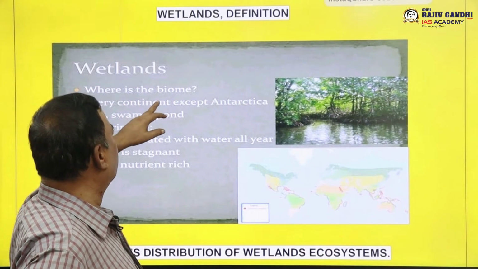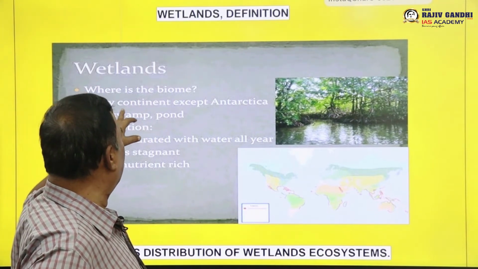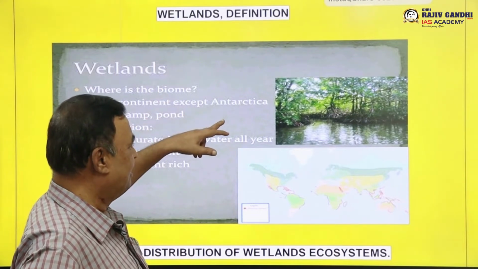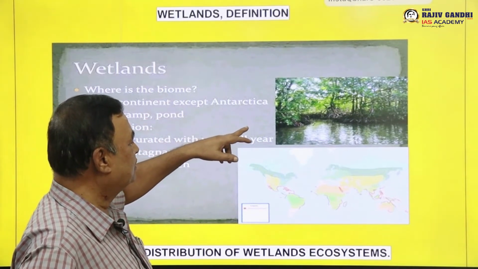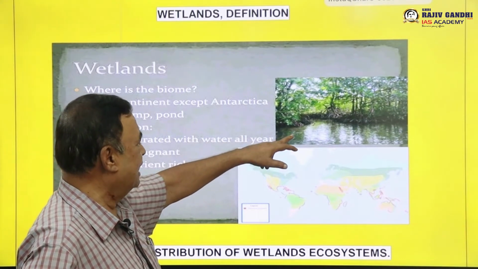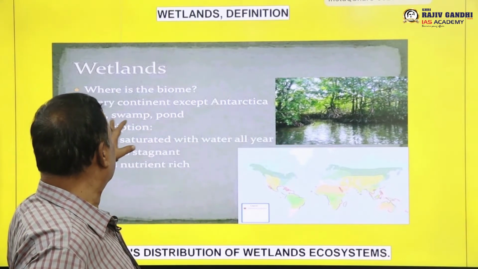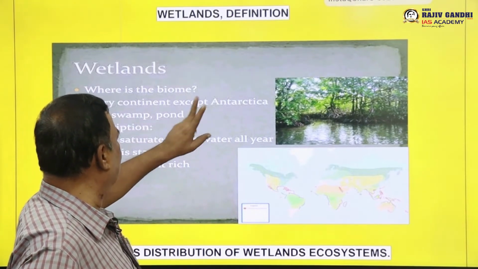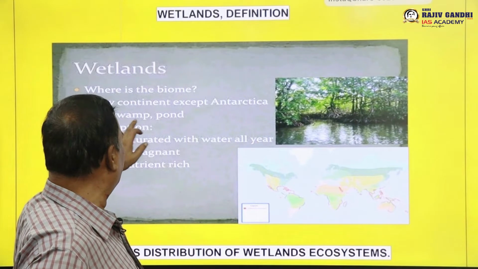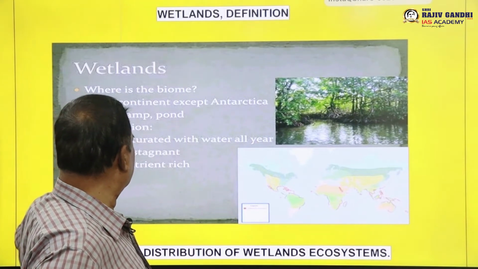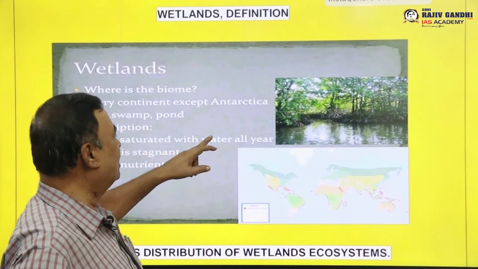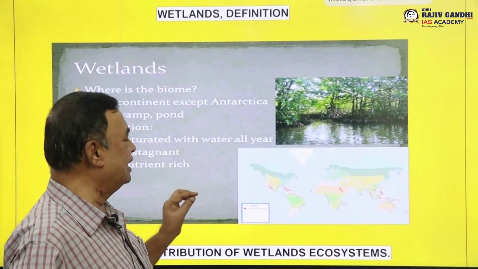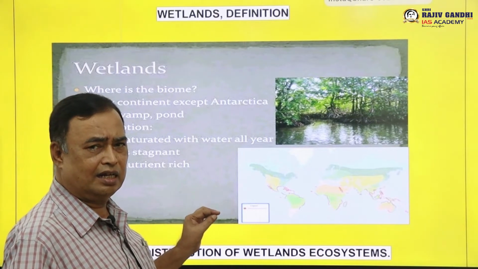Wetlands, where is the biome? Every continent except Antarctica. Biome here refers to the vegetation that grows in stagnant water areas, that is called biome. Where you see this: every continent except Antarctica. Bog, swamp, pond. Description: soil is saturated with water all the year. Best example is the mangroves. The mangroves grow in areas where water gets stagnated throughout the year.